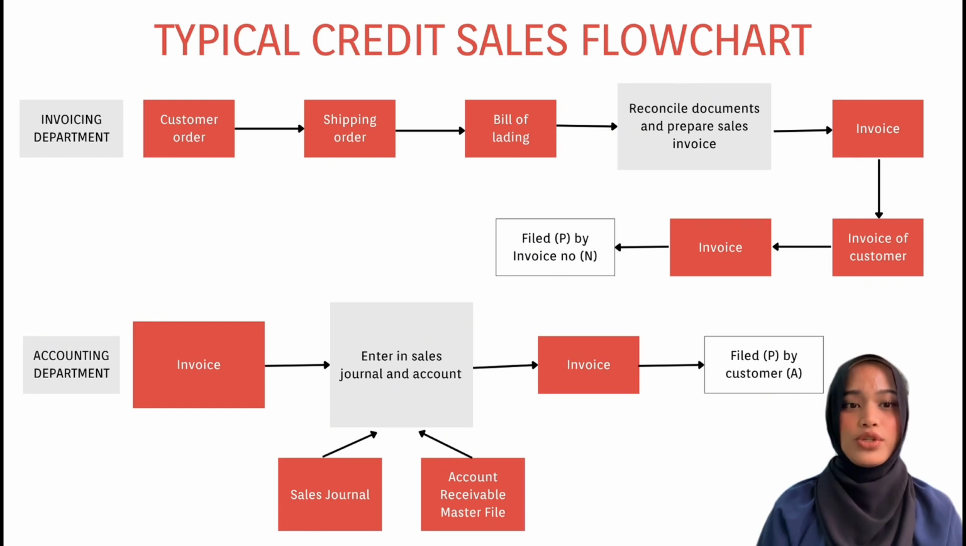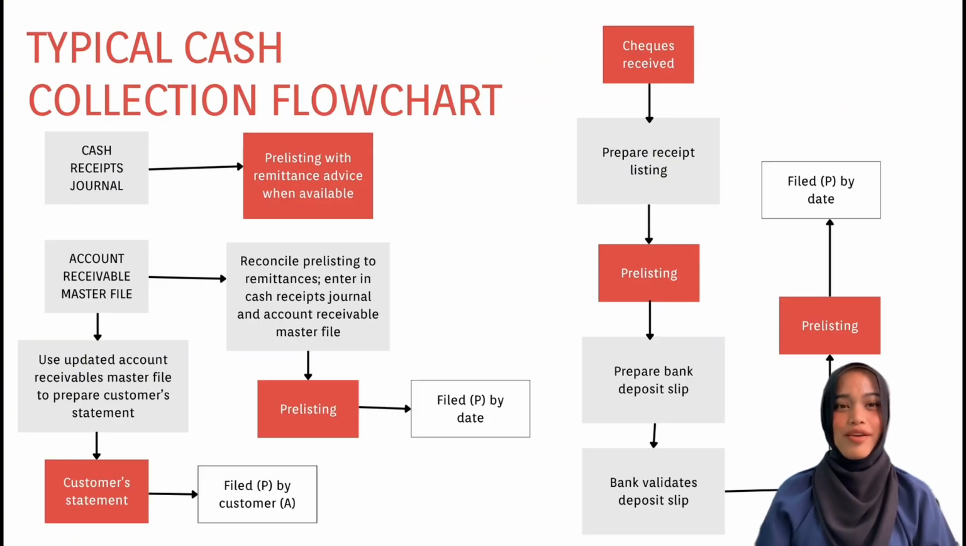Overall, this flowchart ensures each step of the sales process is properly documented and controlled, minimizing errors and supporting accurate financial reporting. Next, we have the typical cash collection flowchart, which outlines the steps from receiving checks to updating the customer account. First, receiving and listing checks. The process begins when checks are received from customers. These checks are listed in a pre-listing, which is cross-referenced with any available remittance advice to ensure accuracy.